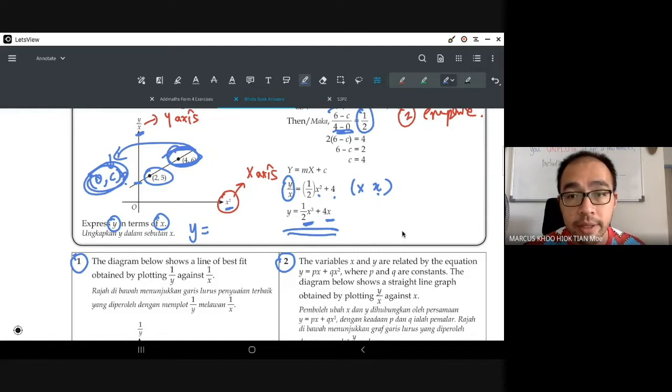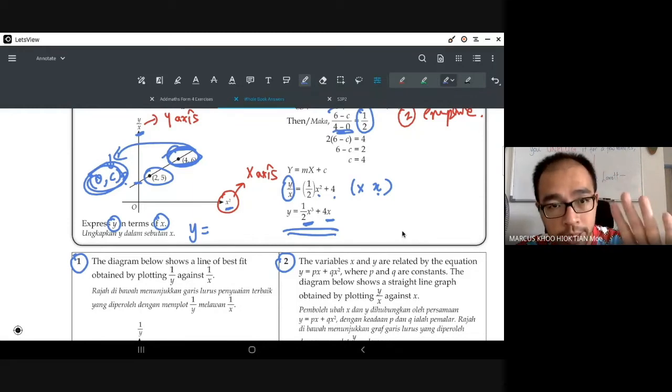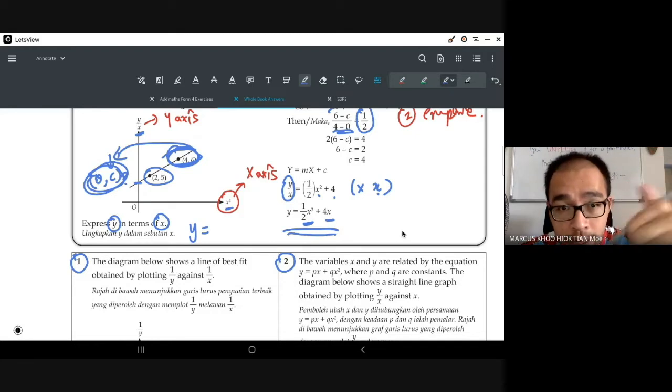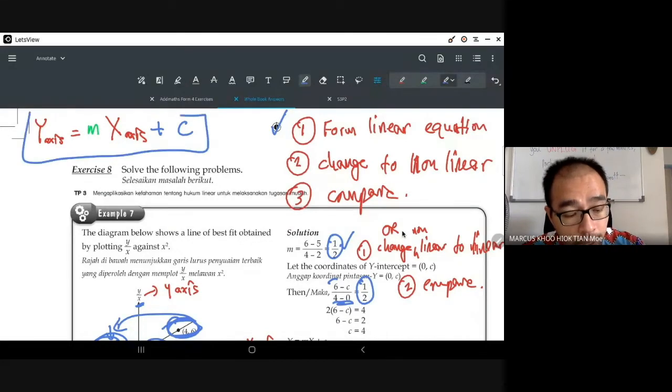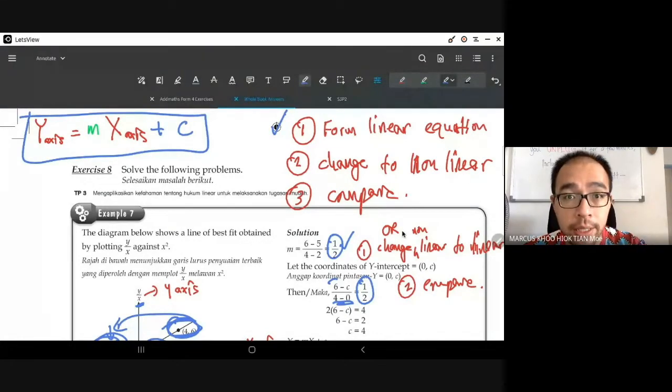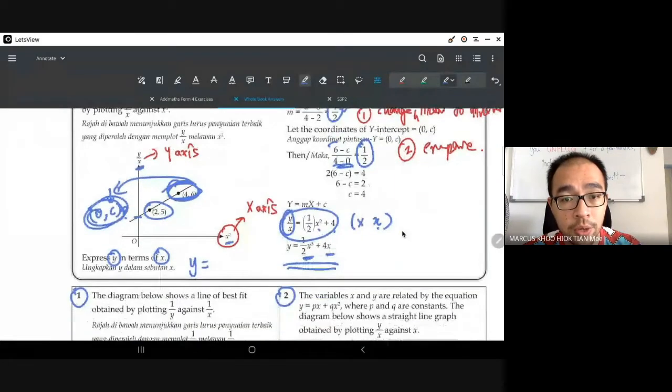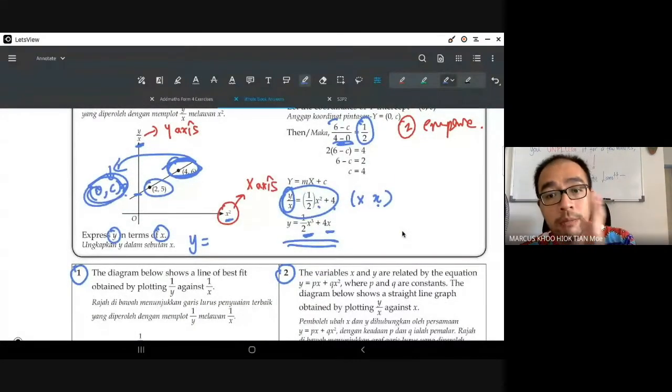Okay, page 97. Try question number 1, number 2, and 3. The most important thing that everybody must be able to do, even if you cannot answer the question, is to find the gradient, find the y-intercept, and then put it into this one. If you can do up to here, that's good enough for today. Then we will talk about how to answer the question. So number 1, number 2, and number 3.